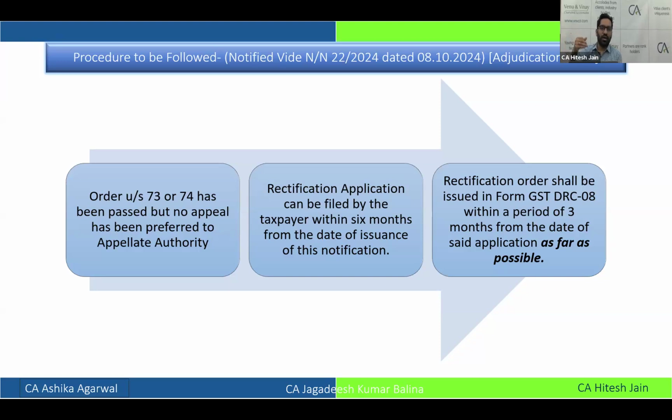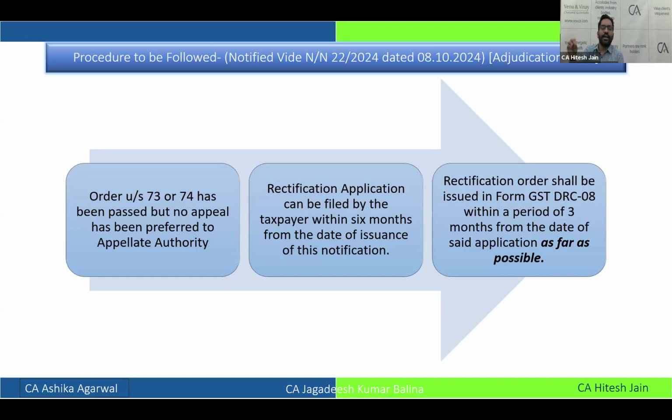In case your adjudication order is passed, but you have not preferred any appeal, then you can apply for rectification. What will be the time limit? The time limit will be 6 months from the date of issuance of this notification, that is 8th April or 7th April 2025. Once you file the application, the officer will pass a rectification order in form DRC 08 within a period of 3 months from the date of the said application as far as possible. This as far as possible has been clearly written in the notification issued.